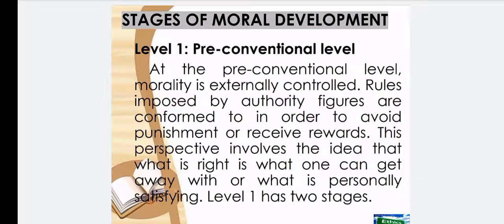Level 1. The pre-conventional level. At the pre-conventional level, morality is externally controlled. Rules imposed by authority figures are conformed to in order to avoid punishment or receive rewards. This perspective involves the idea that what is right is what one can get away with or what is personally satisfying.